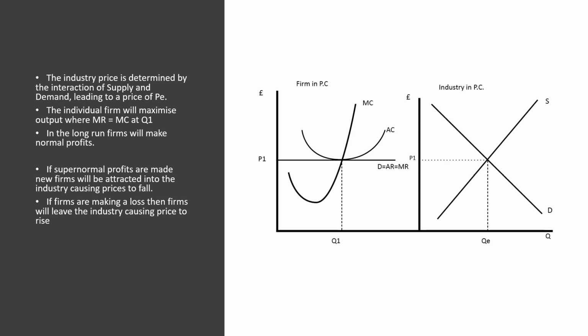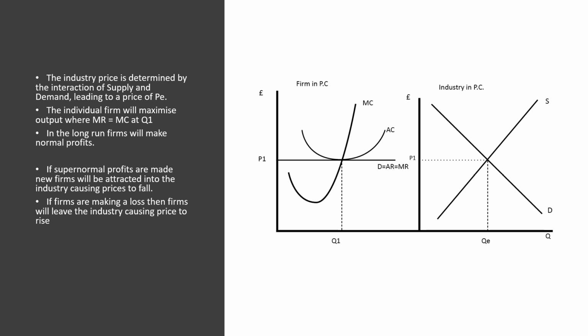So this is a graph, and the industry price is determined by the interaction of supply and demand, leading to a price which is called PE. And the individual firm will maximize output where marginal revenue is equal to marginal cost. So at this stage here, where marginal revenue is equal to marginal cost, that's Q1.